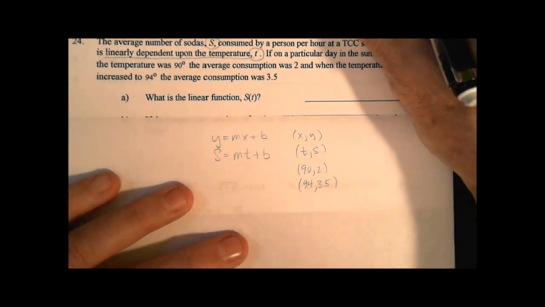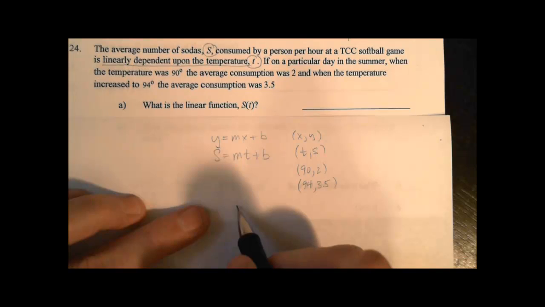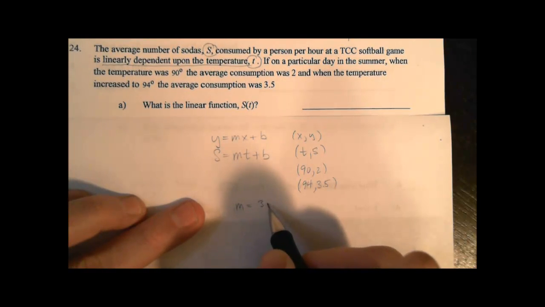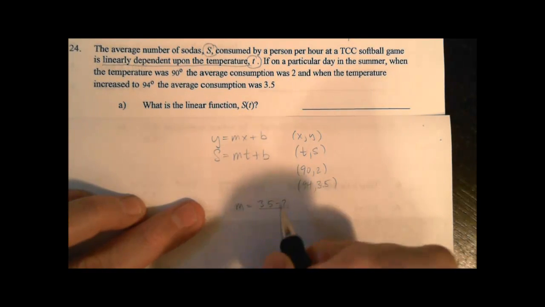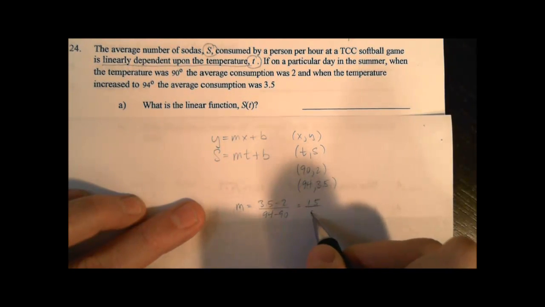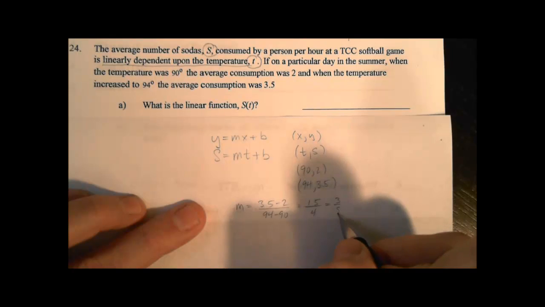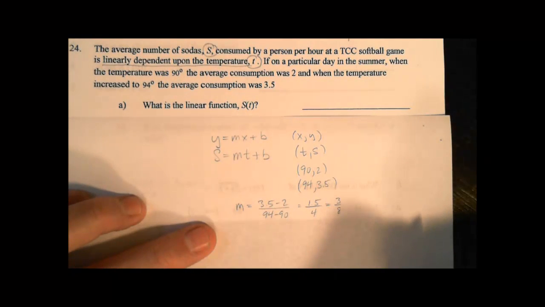The first question asks us, what is that line? What is the equation of it? Well, we're going to find the slope first. M is 3.5 minus 2 over 94 minus 90, which is 1.5 over 4. I'm just going to clean that up slightly. Multiply top and bottom by 2, and you get 3/8. So the slope is 3/8.